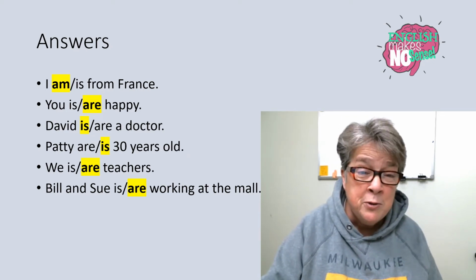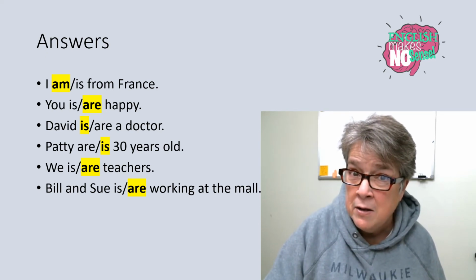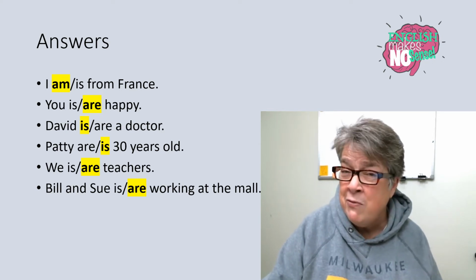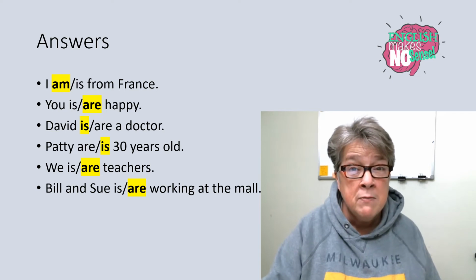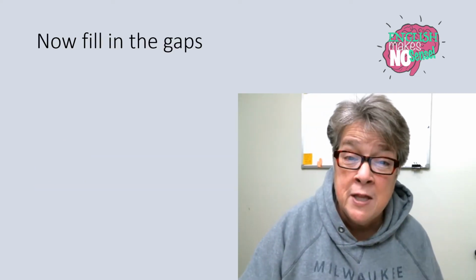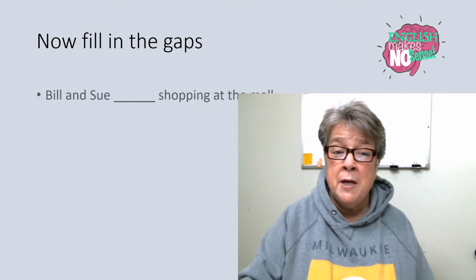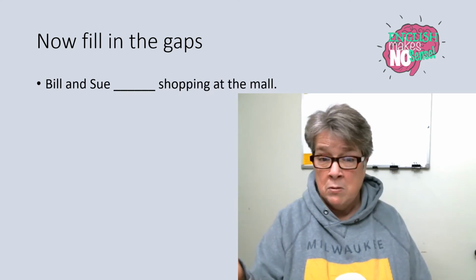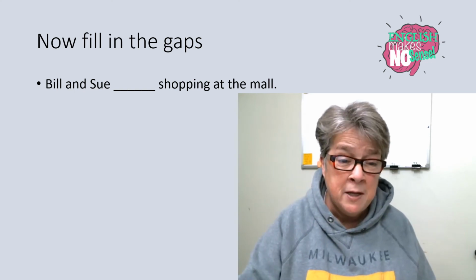Okay, how did you do? Did you get all 6 right? Did you get 5? 4? If you got 4 or less, maybe you should go review. Or stick around. We're going to try this one. Are you ready? Fill in the gaps. Bill and Sue shopping at the mall. What verb do you think it would be? What form of the verb to be?